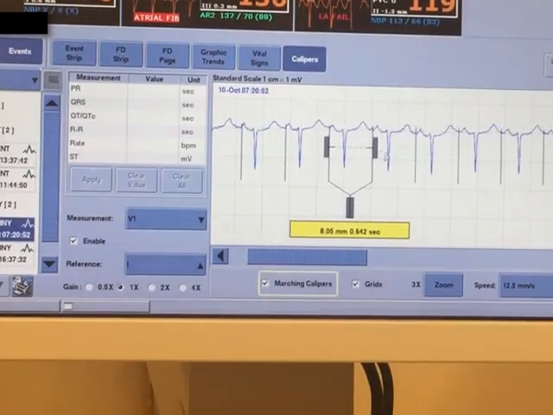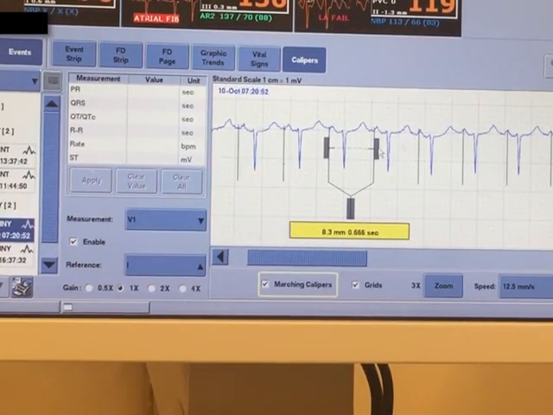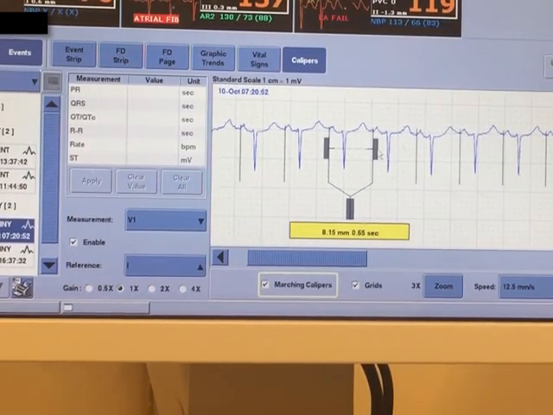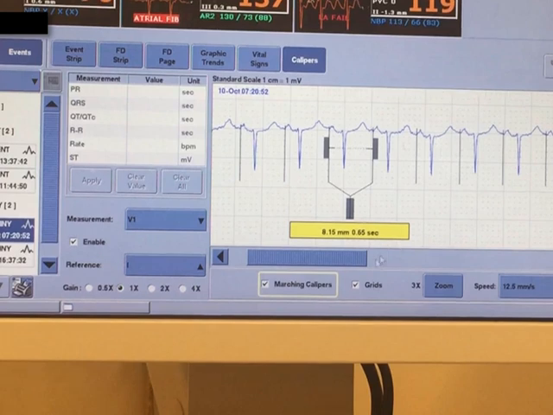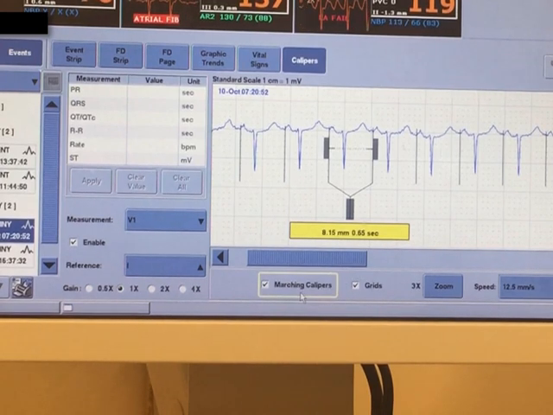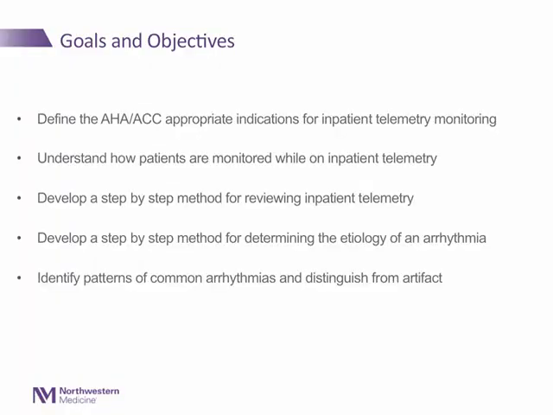In this case, measuring the RR interval and then moving the calipers to the PP interval and clicking on Marching Calipers reveals that the RR and PP intervals are equal and both regular. Marching calipers can be helpful for documenting the mechanisms of a bradycardia, such as revealing AV dissociation when a patient has complete heart block.